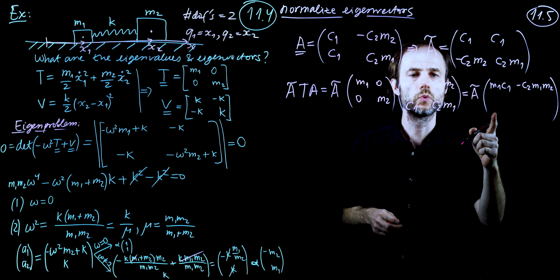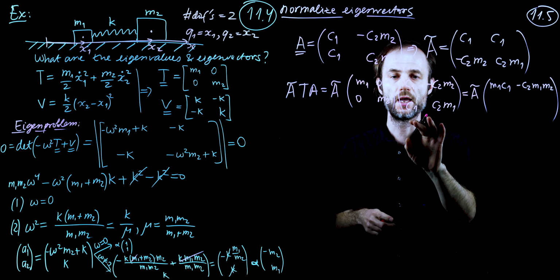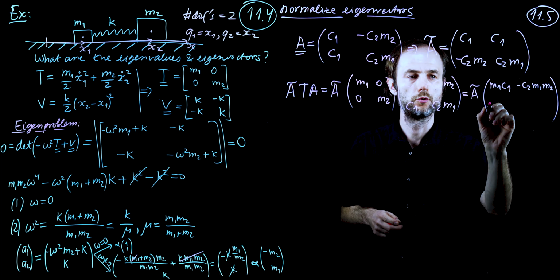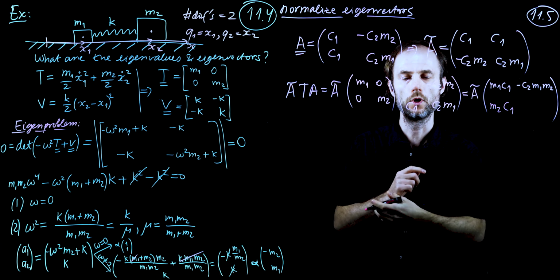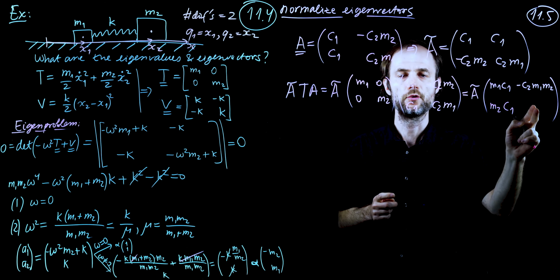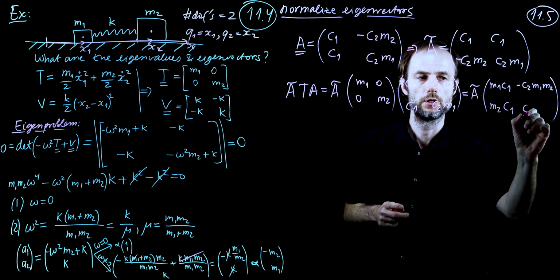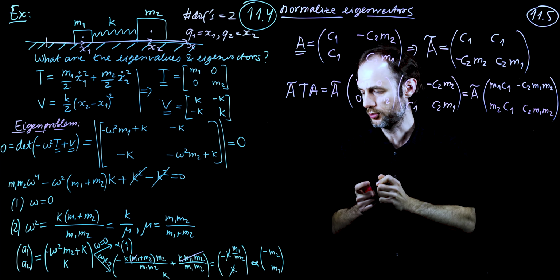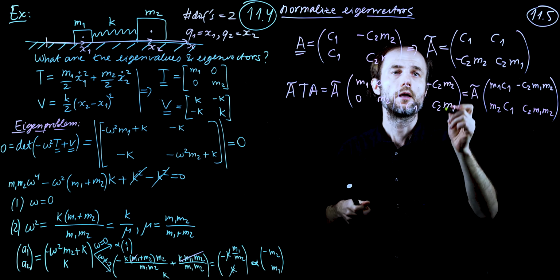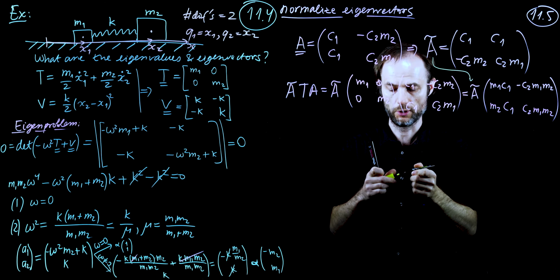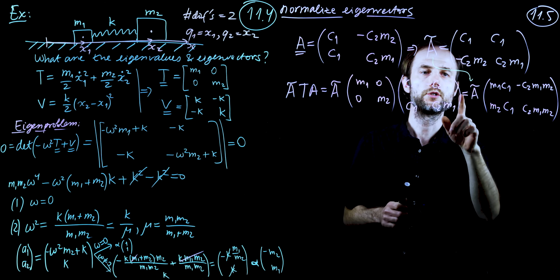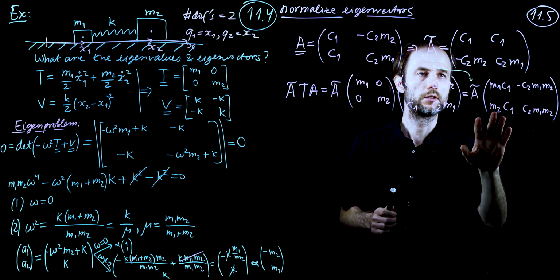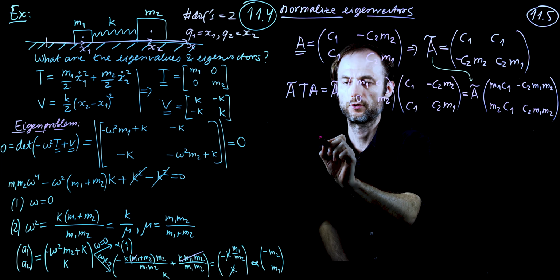So what about this one? It will be this times that, right? It will be M2 C1, and for this one, this times that, so it will be C2 M1 M2. And then we're going to take A tilde and plug it in over here. So now we need to multiply this by that, so we will plug this in here, and then write it over there.